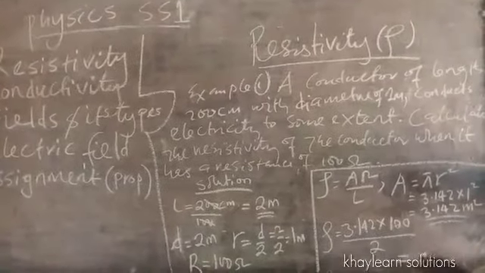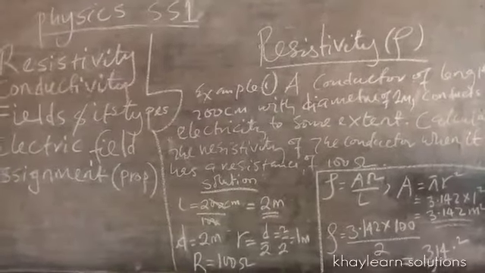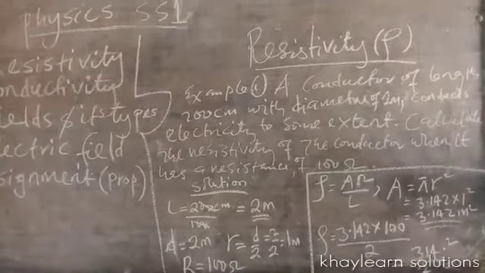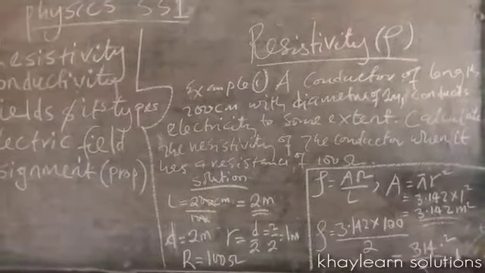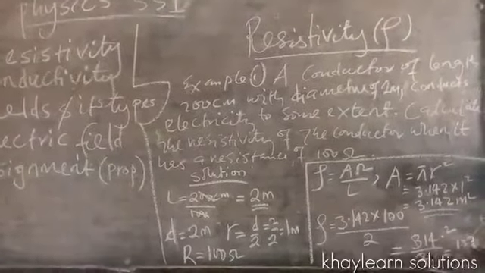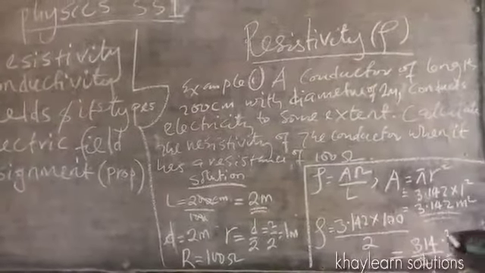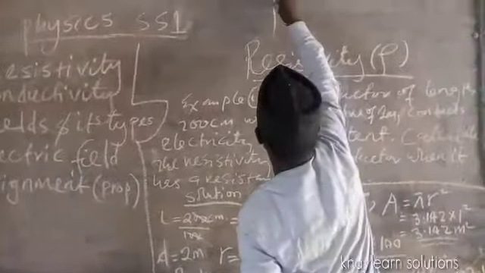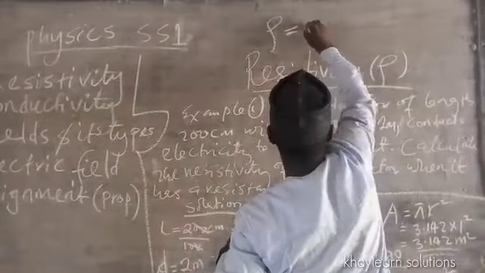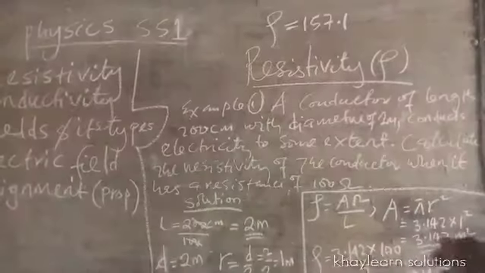So what we have now is 3.142 times 100, which is the same thing as 314.2 divided by 2, and this is equal to 157.1. So what we have as the final resistivity, rho, equals 157.1. What remains is the unit.